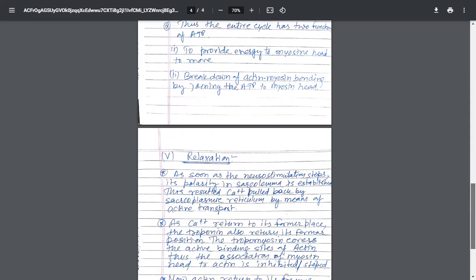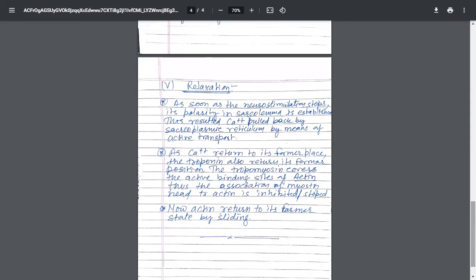The third one is relaxation. As we discussed in the first and second steps, initiation and activation by calcium, the calcium was released by the sarcoplasmic reticulum, which was released due to the acetylcholine present on the motor end plate. The motor end plate depolarization wave comes to the sarcoplasmic reticulum and makes it release the calcium ion.